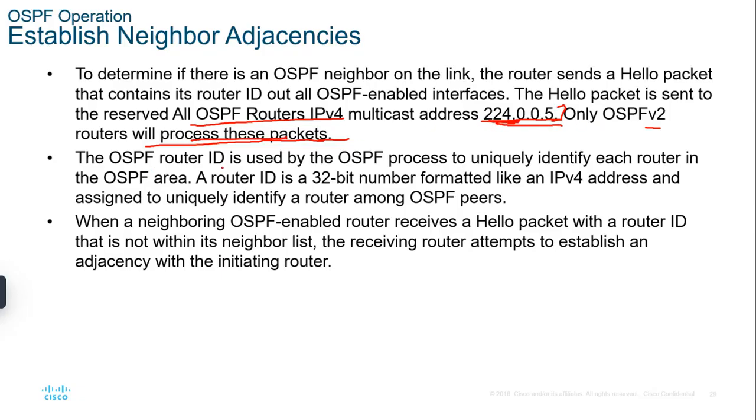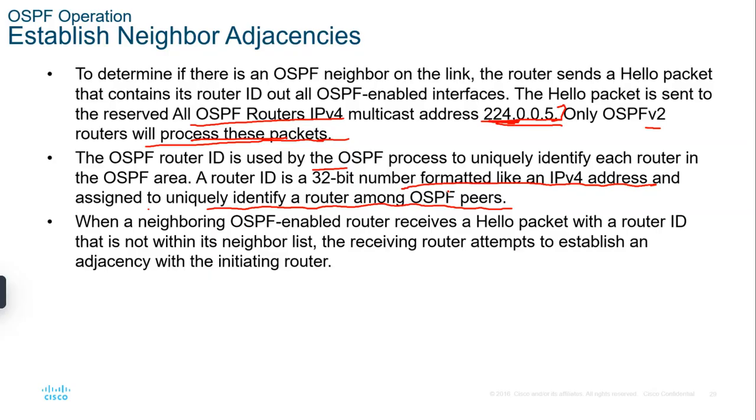So the OSPF router ID is used by the OSPF process to uniquely identify each router in the area. The router ID is a 32-bit number formatted like an IP address and assigned to uniquely identify the router among OSPF peers. It is formatted in the format of an IPv4 address, of course without a subnet mask, and is not assigned on an interface.